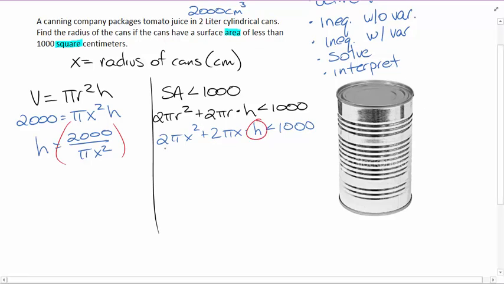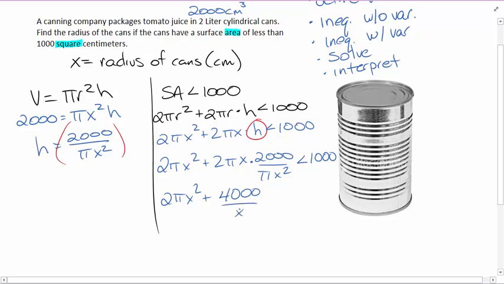So I now have a new inequality of 2 pi x squared plus 2 pi x times 2,000 over pi x squared, which needs to be less than 1,000. I would simplify that just briefly to be 2 pi x squared plus, the pi's are going to cancel, a single x will cancel, I'll get 4,000 over x is less than 1,000.